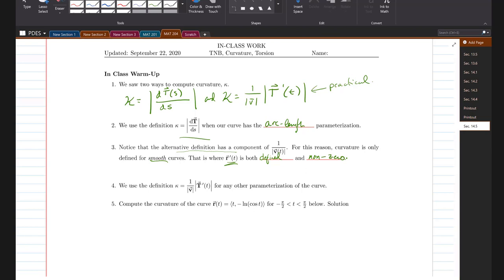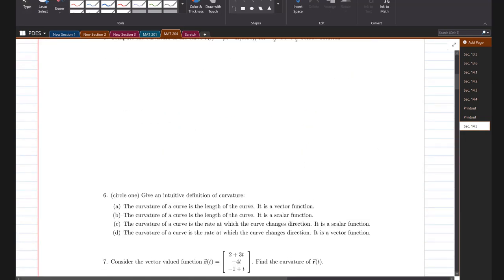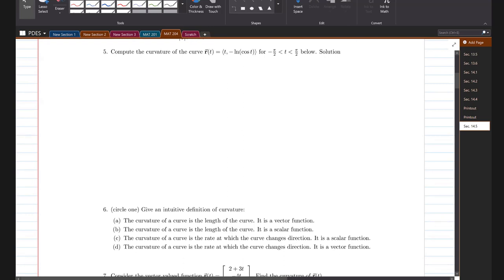Thank you very much. Okay, so let's go ahead and actually compute the curvature here. If you open this up in Adobe PDF, you can just click the solution button there and I'll pull it up for you. But I'm going to go ahead and work through this with you.